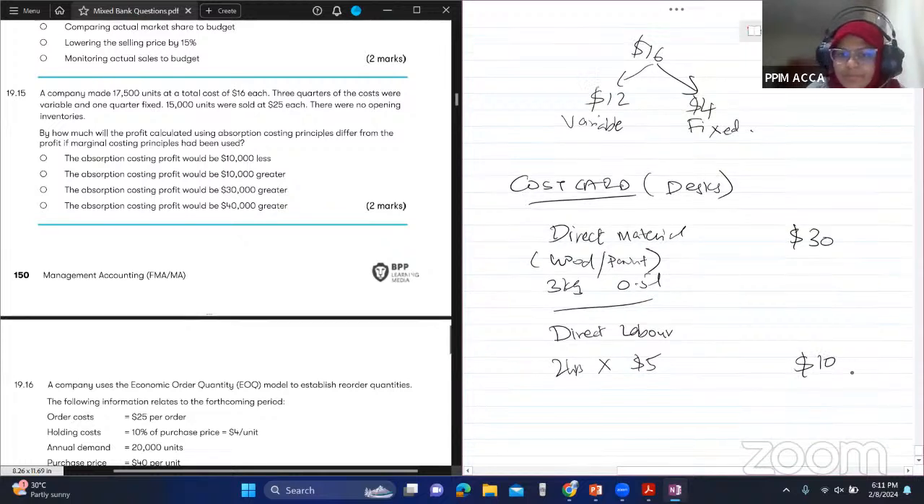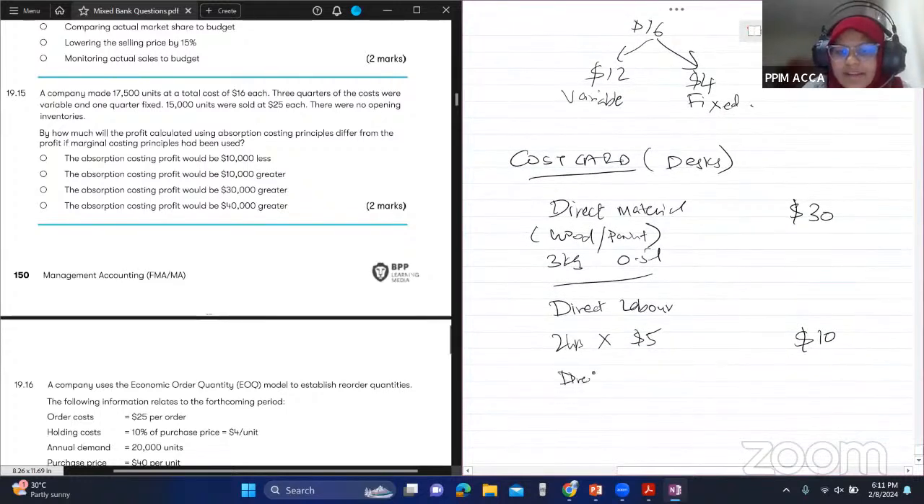Then we can have something called a direct expense. There is only one example of a direct expense, and that is if you are paying any royalty. In the case of a disc it may not be there, but suppose you are paying somebody, say $1 per disc. Let's say it's a special kind of disc that he designed, so for every disc that you sell, you have to pay $1. So let's say direct expense is $1 per disc.